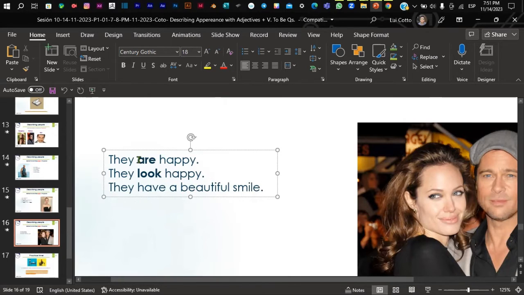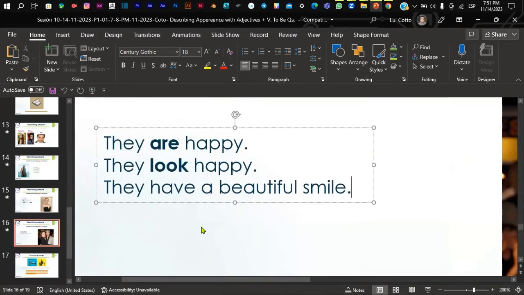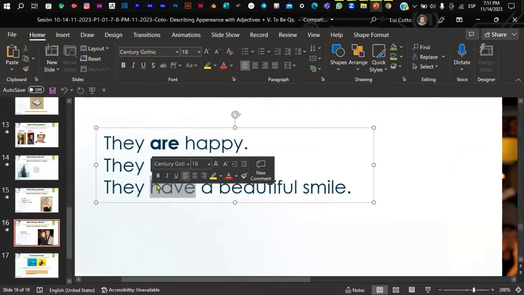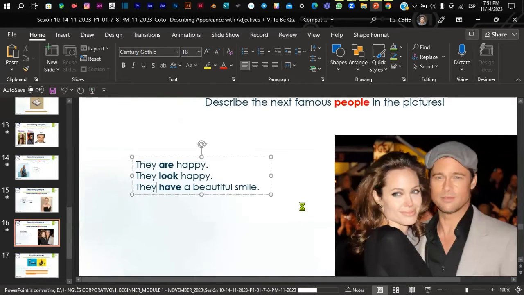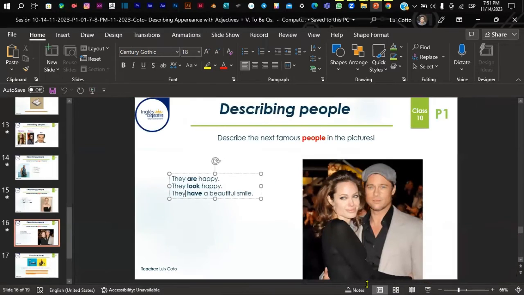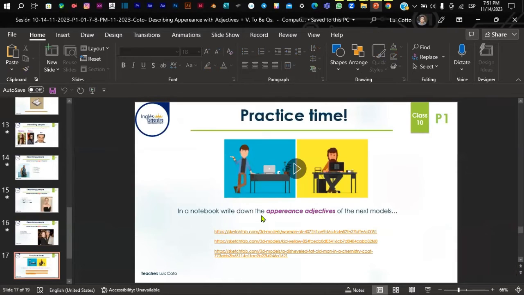Okay. Check. You can use different verbs. Puede usar different verbs. Verb to be, the verb look, or the verb have. The verb have, to describe people's appearance. It can be appearance or personality. It can be both. Las dos pueden ser. Okay, let's check. Next. Okay, pretty good.